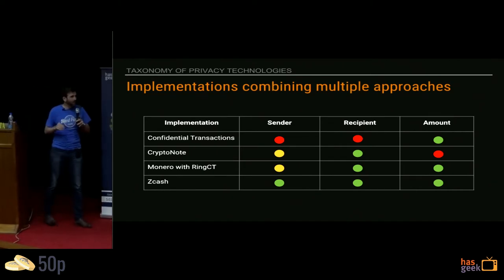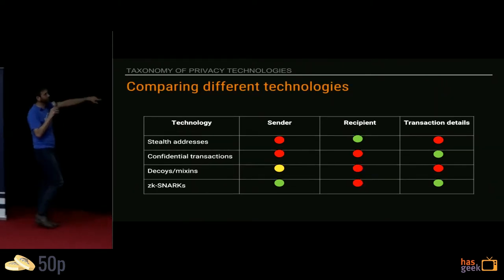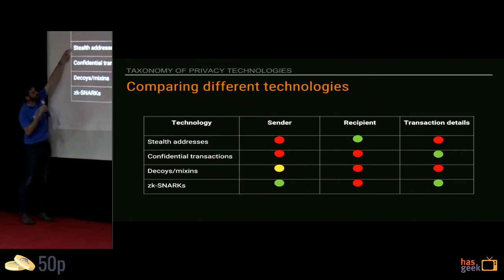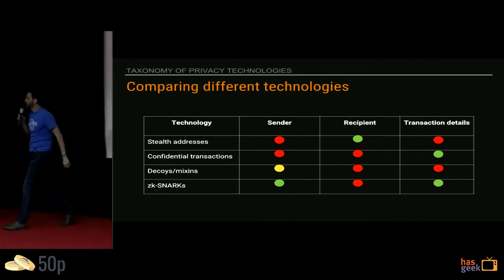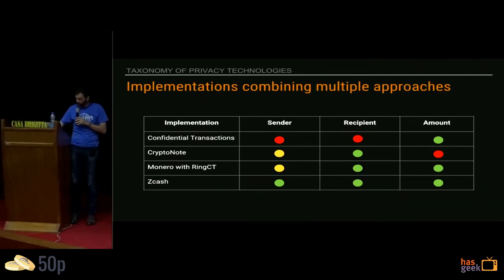So Zcash combines ZK-SNARKs with stealth addresses so that we get strong protection of that one, and this gives strong protection of the other two. So that's why we say we get a green light in each of those three columns here.